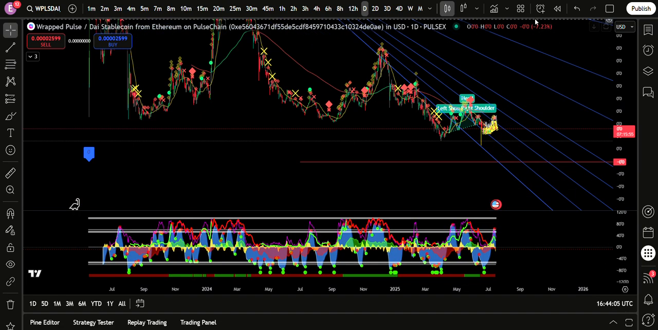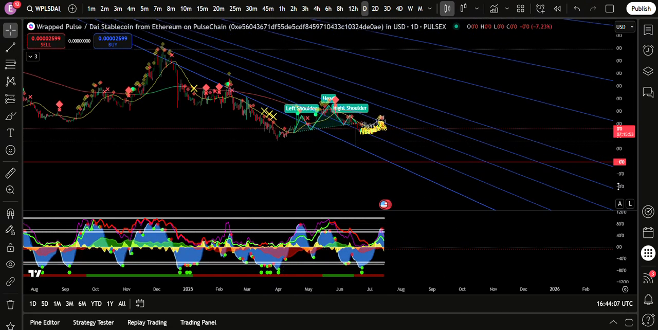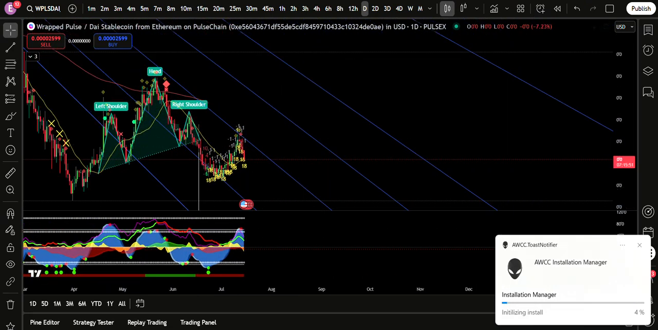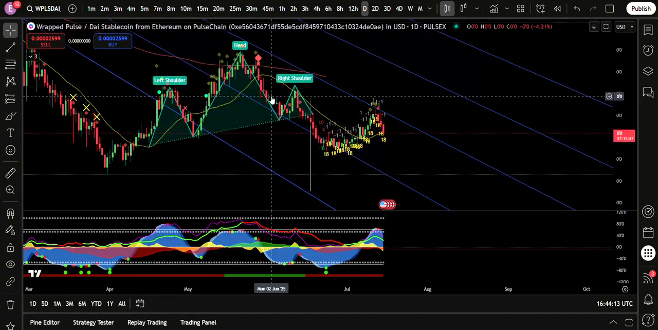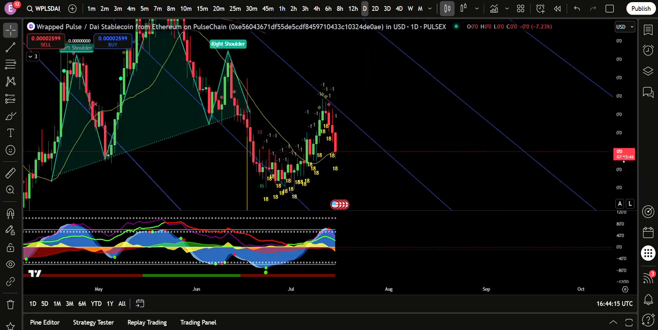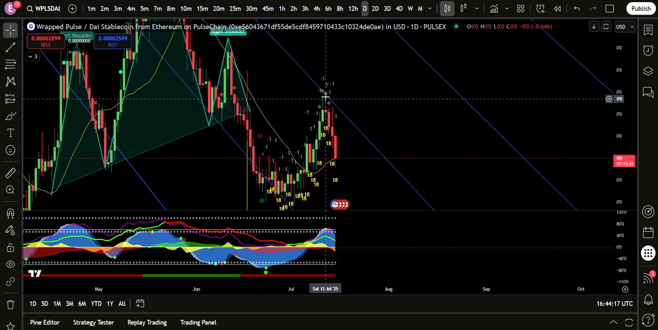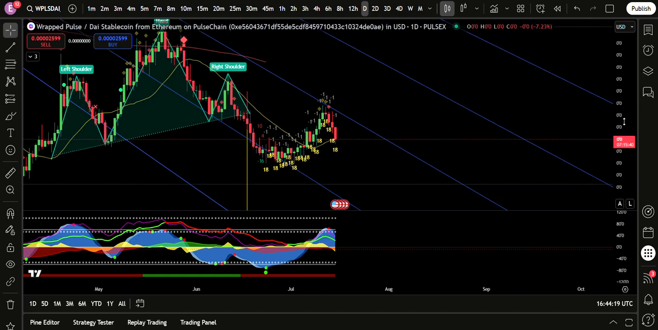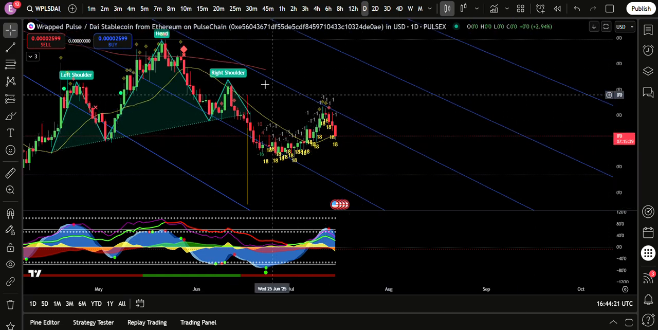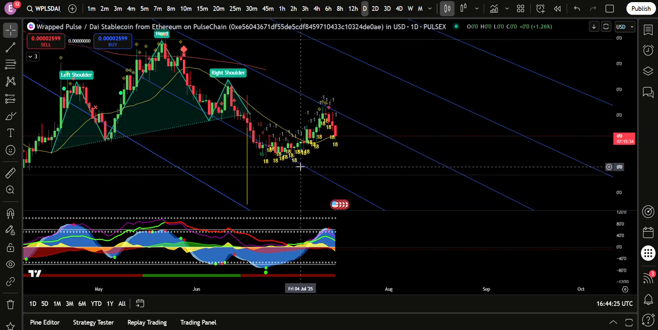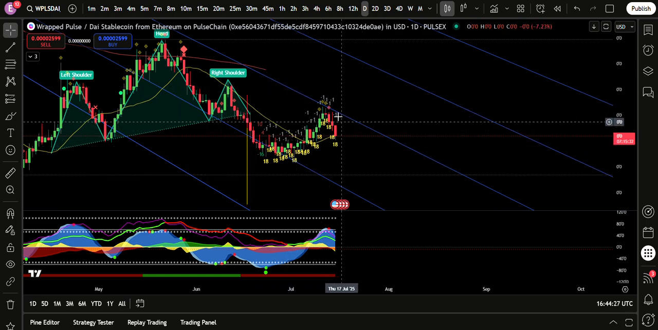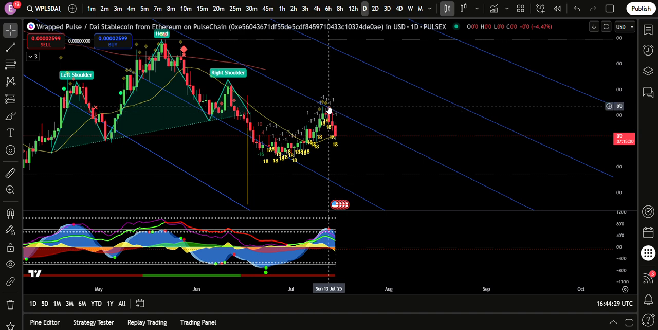Here we go. Let's see what's going on in the chart with Pulsechain. So as you can see, we came right up, touched the spider line almost exactly, then got rejected. That's why you need to pay attention to these diagonal trend lines that I've showed you in the previous videos. I mean, they're pretty accurate.